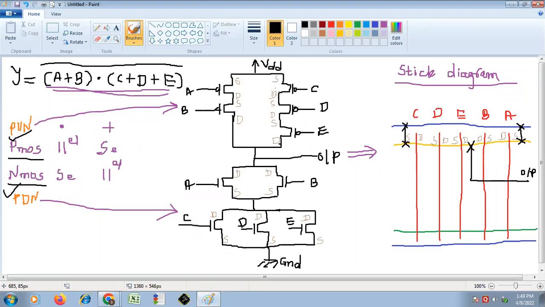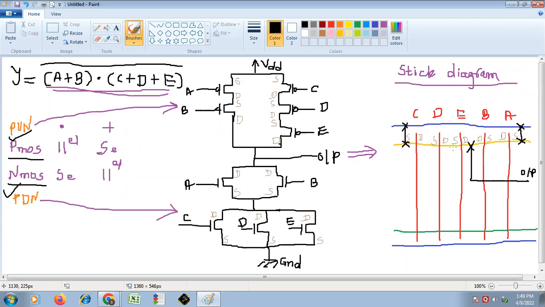Now we have to go for the middle connections. Okay. So check whether these middle connections are appropriate. So this drain of C, okay, and source of D, it is common. Drain of D, this is a drain of D, and source of E, this is a source of E, it is also common. So these both terminals are on the same line, so we need not connect these two terminals.